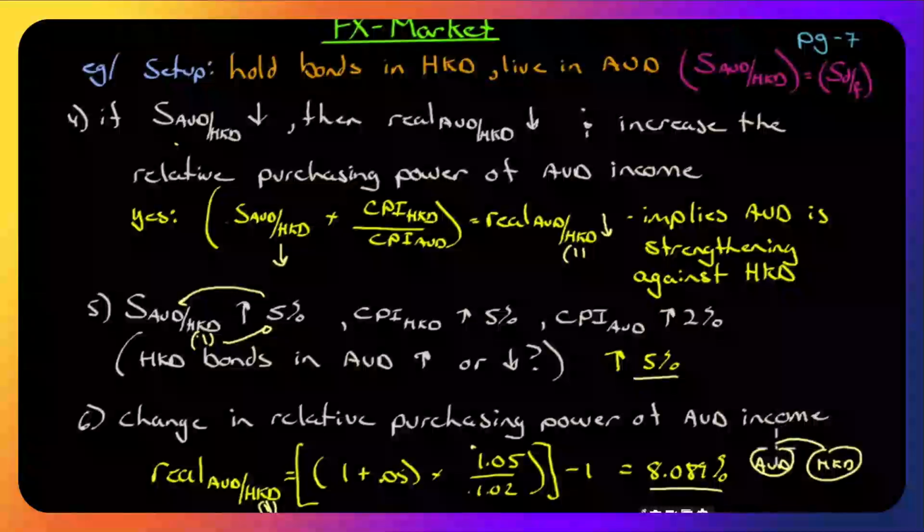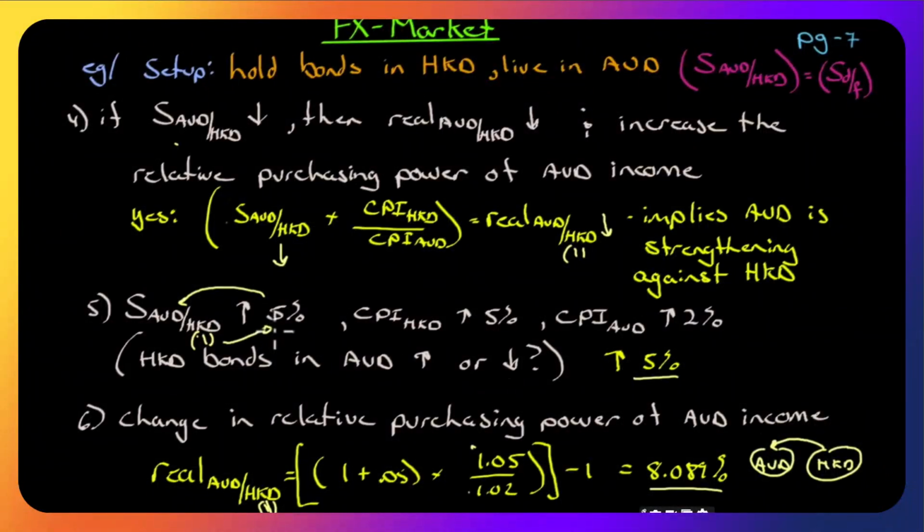So we're going from here to here. Well, we're told that the rate went up 5%. So there's 5%. We're also told CPI in Hong Kong is 5%. That should drive incomes up by 5%. But the inflation rate here is 2%, so that should drive our purchasing power down by 2. 5 plus 5 is 10, minus 2 is 8. That's how we get to that.